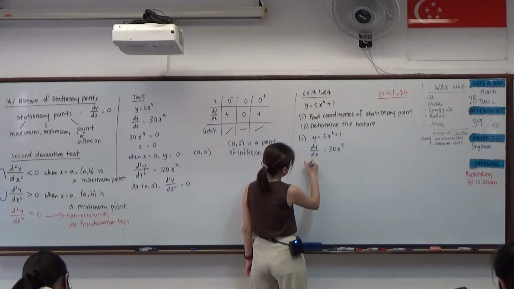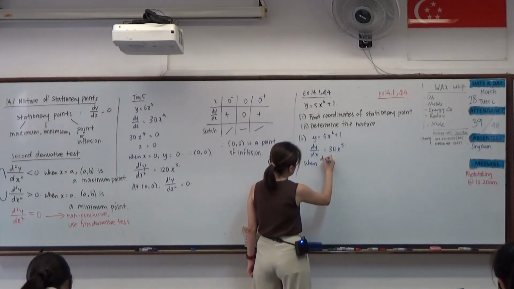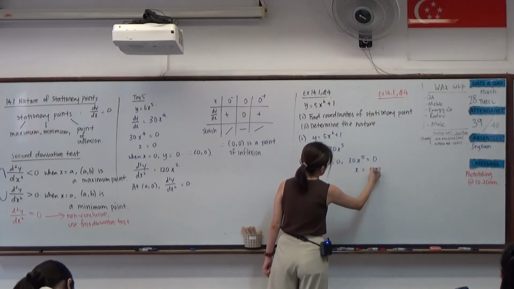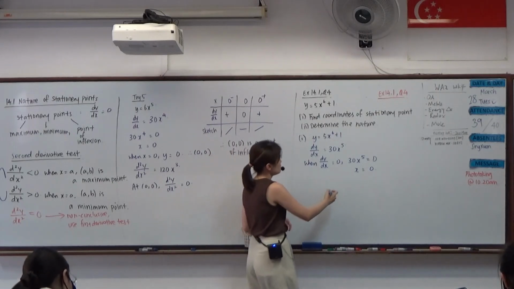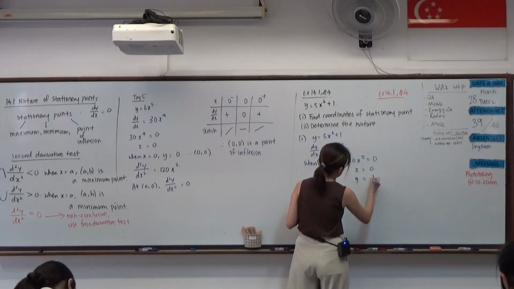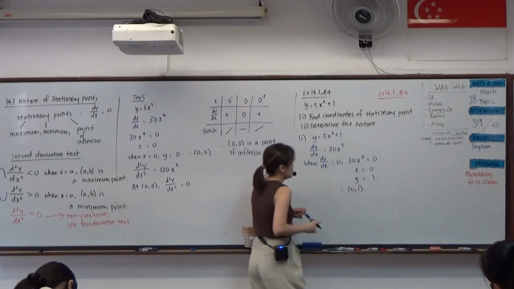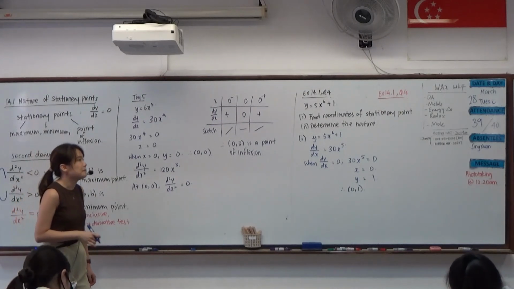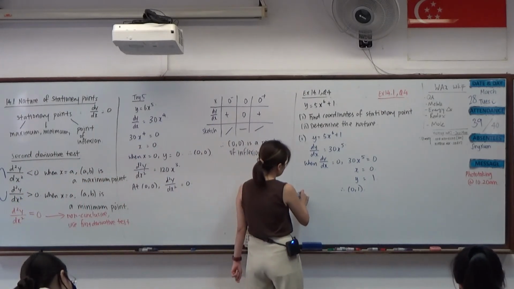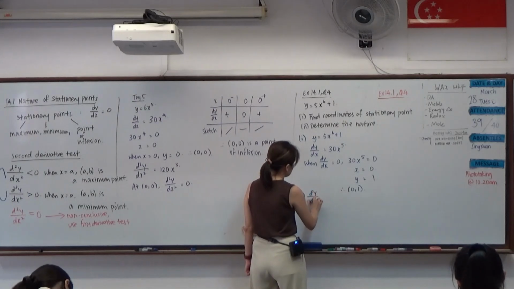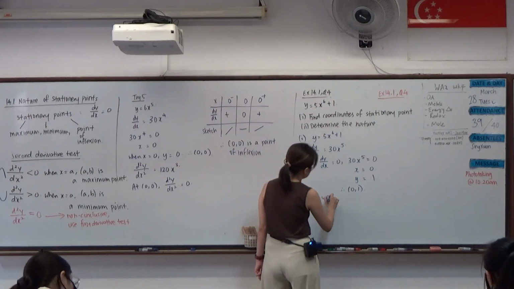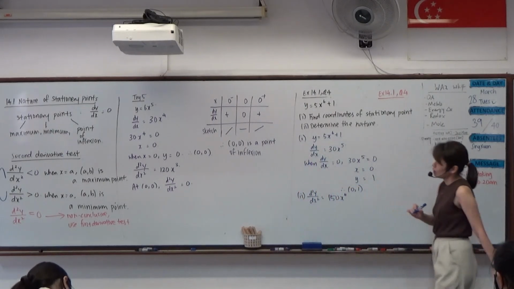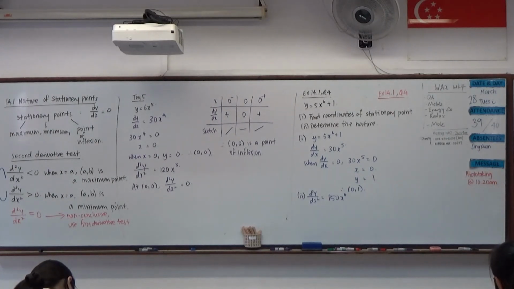And then we find that your x coordinate will have to be 0 and your y coordinate will actually be 1. So the stationary point is at 0, 1 itself. Then to determine the nature, we find out what is the second derivative, and that gives us 150x to the power of 4.